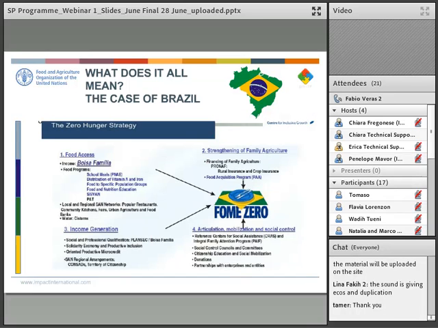Basically, it is the institutional or structural demand that comes with the Hunger Zero strategy, in which the government purchases directly from smallholder farmers, either for its own stocks, to regulate prices and manage food stocks in the country, but also to distribute to the population in need of food assistance.